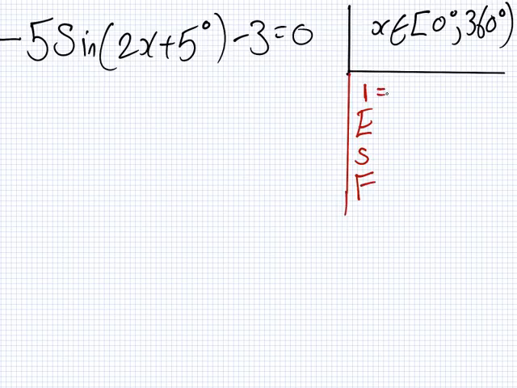So the I for me stands for inverse. This means get the inverse first. The E stands for extra answers. The S means simplify to X. And then the F here is to fix the answers.